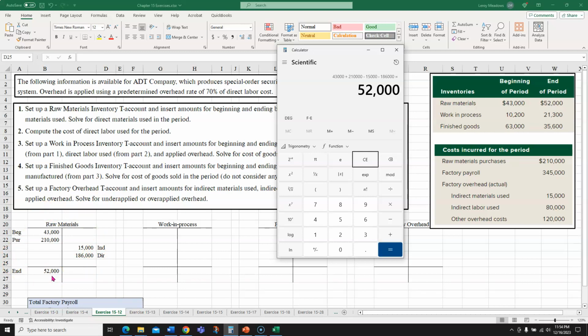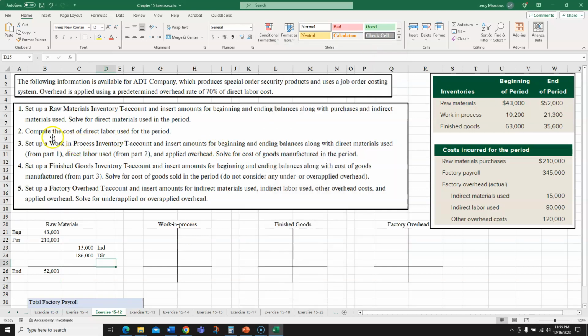Okay, so that's how I got that. $186,000 for direct materials used. Okay. Number 2, compute the cost of direct labor used for the period.